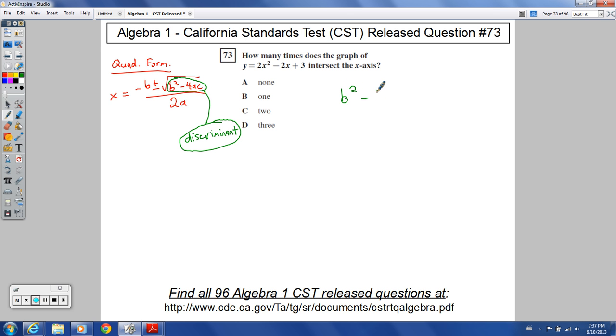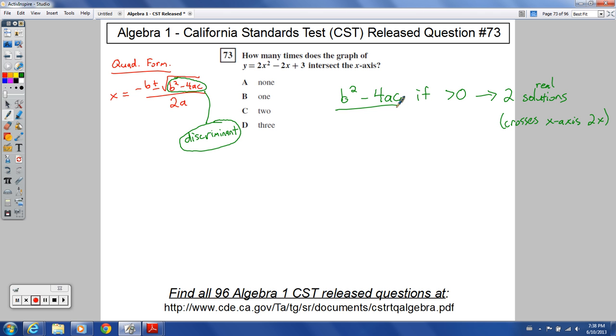So the discriminant, this b squared minus 4ac, if it is greater than 0, then we know it has 2 solutions. It crosses the graph 2 times. So 2 real solutions. I should be more precise there. 2 real number solutions. It crosses the x-axis, to word it like they have here, crosses the x-axis 2 times.